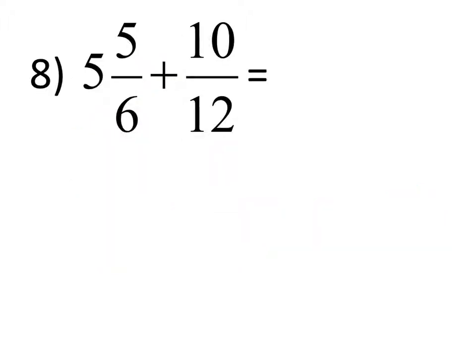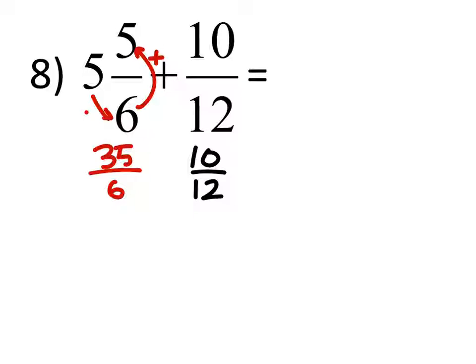Yeah, we'll do this one. So I got 5 times 6. We got to change this to an improper fraction. 30 plus 5 is 35 sixths. The 10 twelfths we can't change because it's already a proper fraction. But I need common denominators, and I can see that I could multiply 6 by 2 to get that twelfths. So I got to multiply the 35 by 2 to get 70.